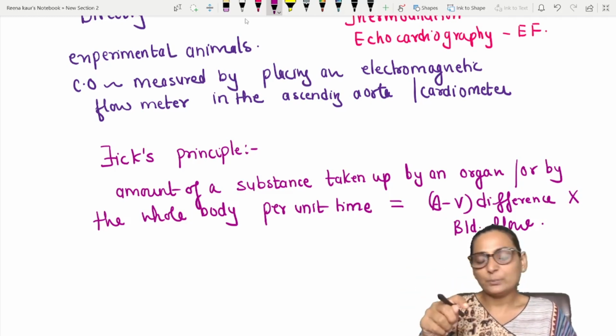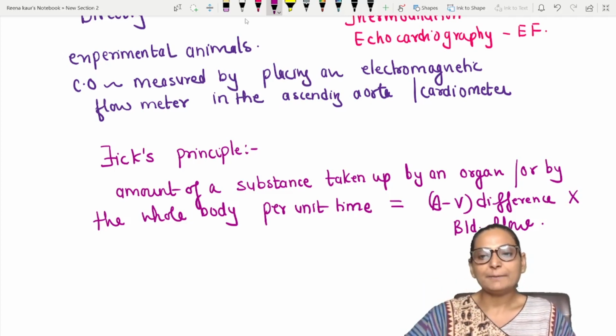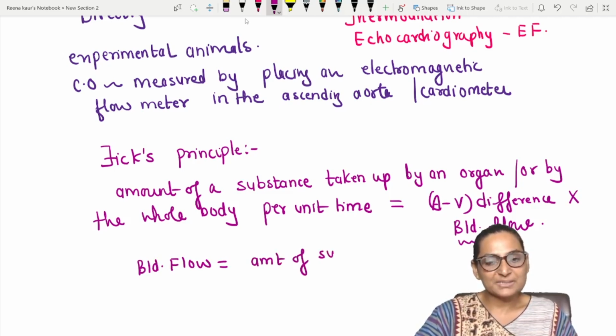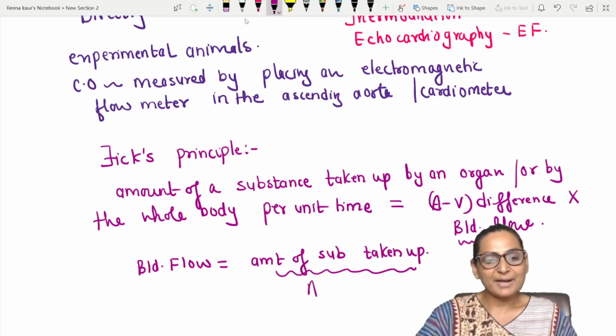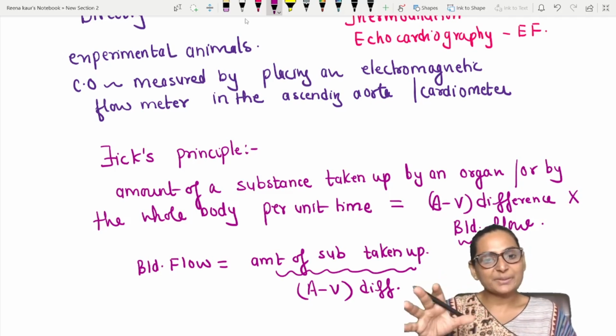Now here, when we are considering cardiac output, what do we have to find out? We have to find out the blood flow. So we can say that the blood flow is equal to the amount of substance that is taken up divided by the arteriovenous difference of that substance. Got it? So with the Fick principle, we are just substituting it and we are obtaining the blood flow.